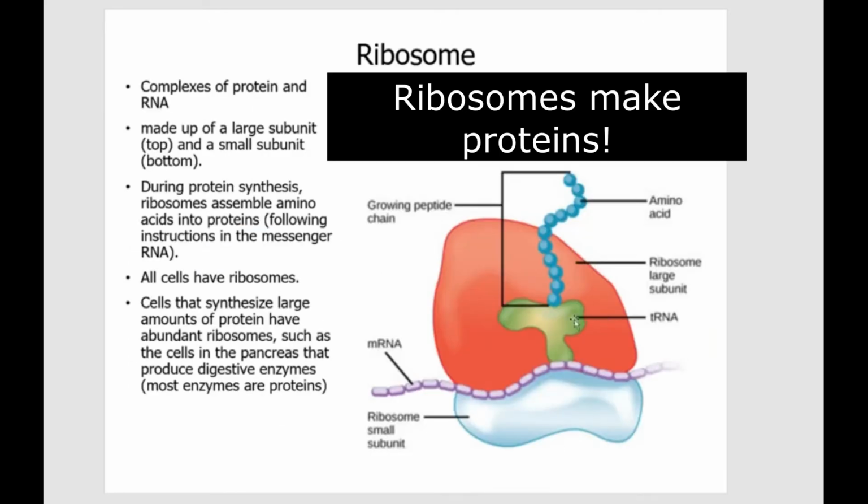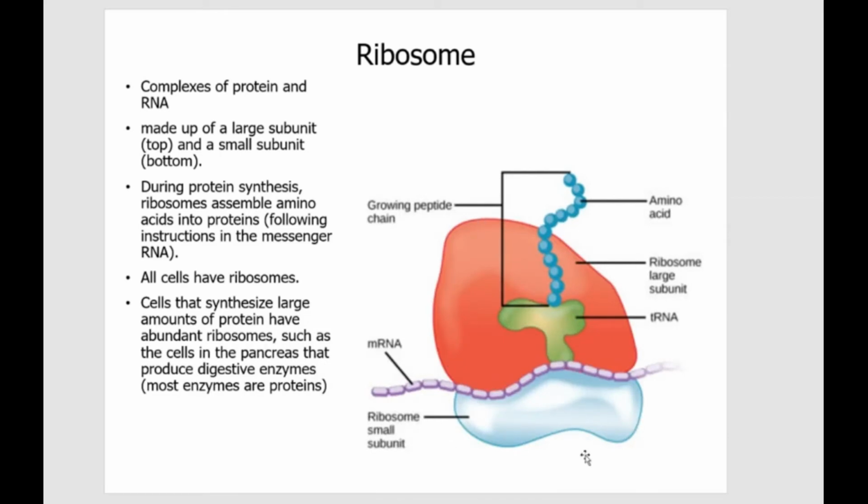There's ribosomes, and there are two subunits, right? So you can see this is the large subunit, and this is the small subunit. So ribosome, remember that it's a complex of protein and RNA. And there are two subunits, usually a big one and a small one.